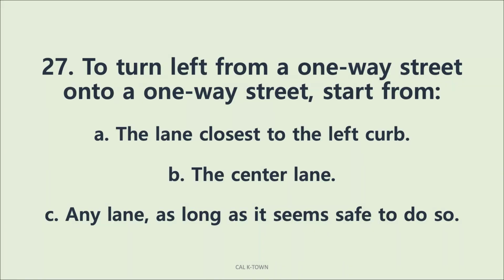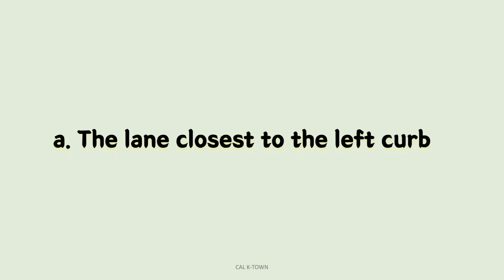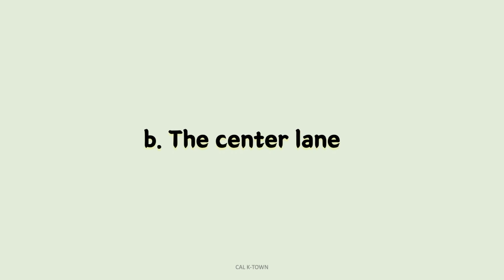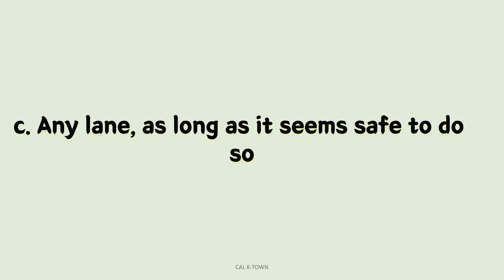27. To turn left from a one-way street onto a one-way street, start from A. The lane closest to the left curb. B. The center lane. C. Any lane, as long as it seems safe to do so.